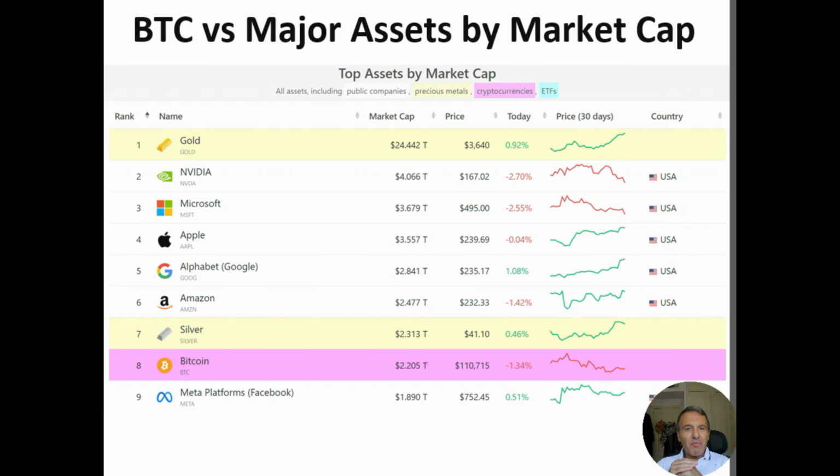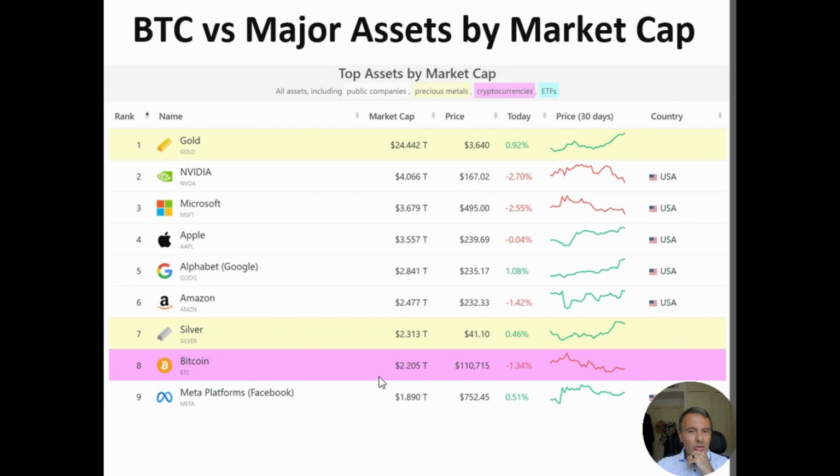Another interesting chart that I found here is Bitcoin versus major assets by market cap. Now this chart ranks Bitcoin alongside stocks, gold and other assets by total market value. It's currently sitting at 8th position, and it's just a moment in time where I can easily see Bitcoin overtaking silver. There's not much difference between them.